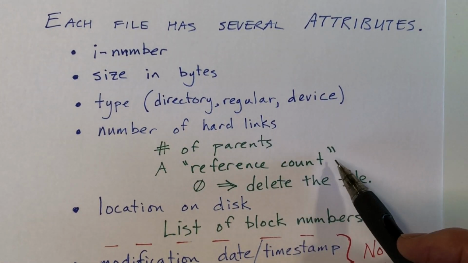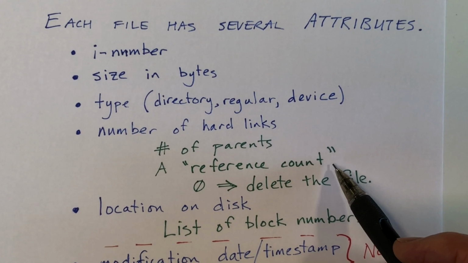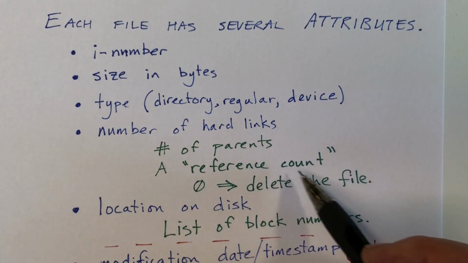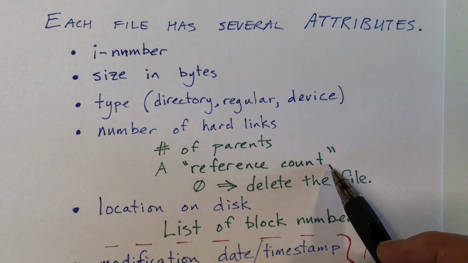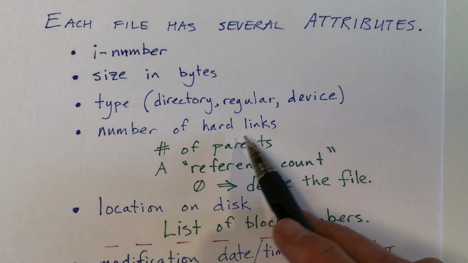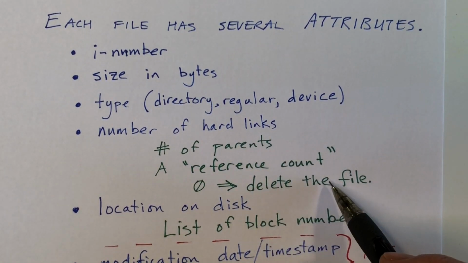When the number of pointers to an object goes to 0 in an object-oriented system, the object space is reclaimed by the garbage collector. Well, a similar thing is going on with the xv6 kernel. When the number of hard links goes to 0, the kernel will automatically delete the file.